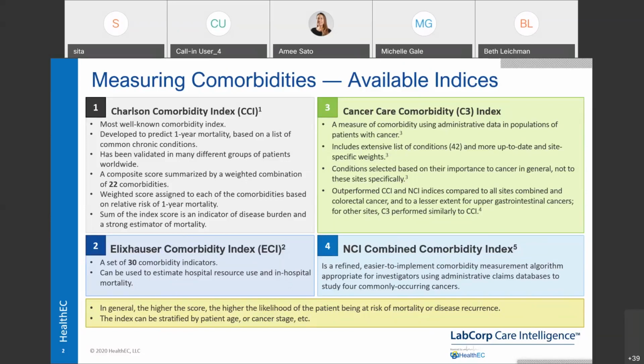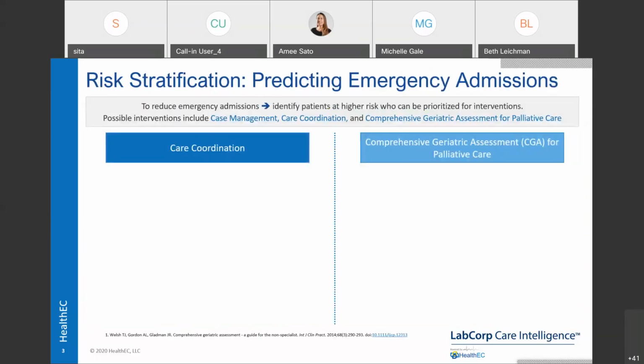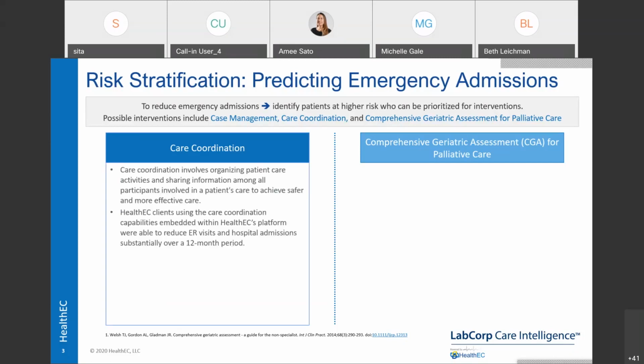So typically the higher the risk, the higher the probability of you being likelihood of a hospitalization. What we did further with, after risk stratifying it and predicting the ER admissions, we created the cohorts that would be important for either case management or care coordination, and those that would really fall in for the geriatric assessments and more of the palliative care part of it.